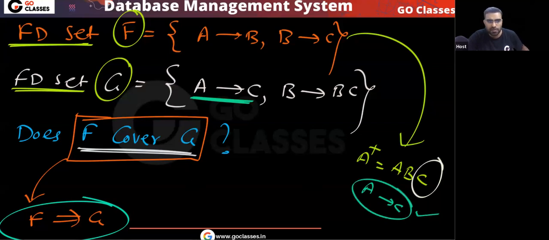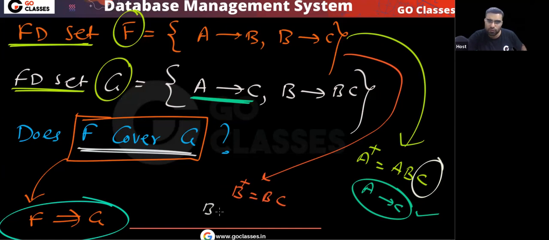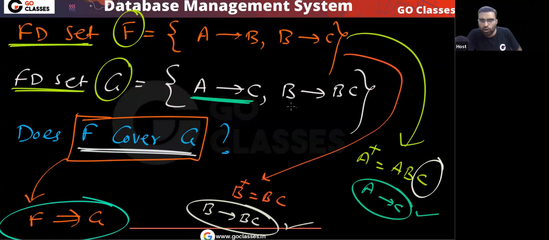Now tell me, can you get the second FD of G also? Just calculate what B plus is. B plus will be BC. Yes or no? So from B you got BC also. This also I got. So can I say F covers G? Yes, F covers G. You got both the FDs of G.